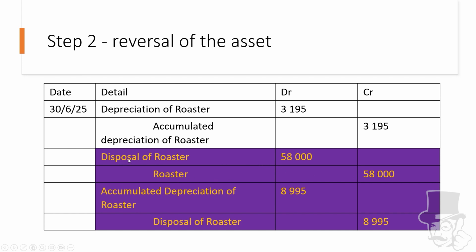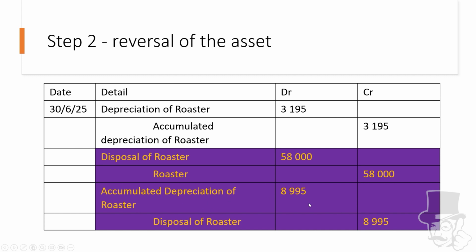Our debit has to be disposal of roaster for the same amount. Accumulated depreciation of a roaster, it's a negative asset account. To increase the value of a negative asset account, we have to do a credit. Therefore, to reverse it back to zero, we need to do a debit. And as before, the associated account tied to a disposal is always going to be disposal of the roaster. So in this case, we're going to credit disposal of the roaster.